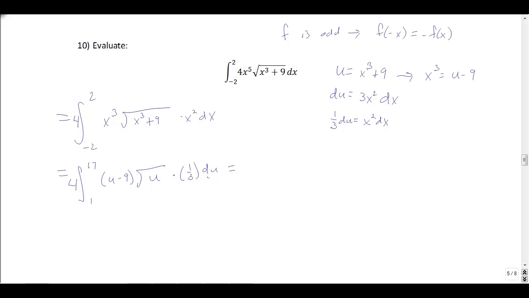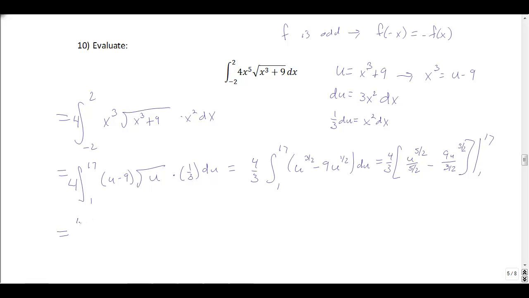So 4 times 1/3, that's 4/3. Integral from 1 to 17. The square root of u times u is u to the 3/2, minus 9 times the square root of u, which is u to the 1/2. Doing an antiderivative, I get 4/3 times u to the 5/2 over 5/2, minus 9u to the 3/2 over 3/2, from 1 to 17.